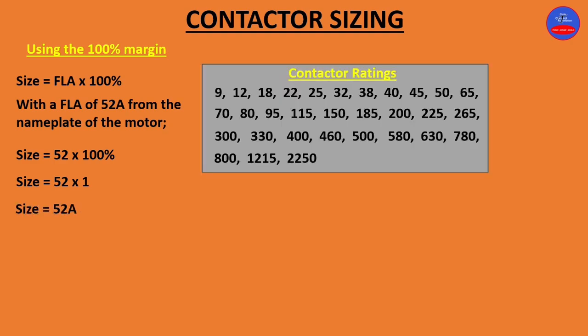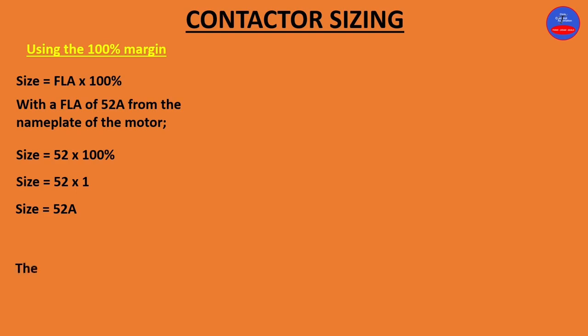Alright, now let's look at the contactor ratings chart. This is the current rating of the contactor. Alright, the standard current rating of contactors. Okay, now we got 52 amps from our calculation, so we are going to look out for a number that is a little higher or above 52 amps, and that will be 65. Alright, so therefore size of contactor is 65 amps.